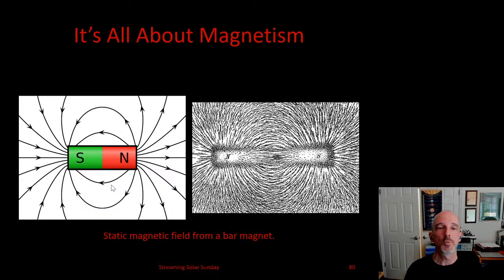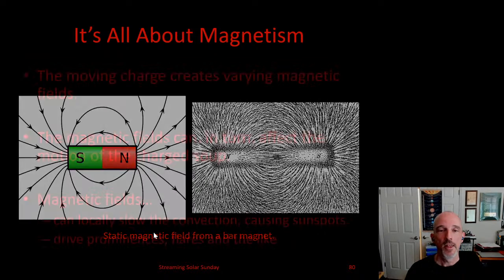Here are diagrams you may remember from high school. Here's a bar magnet, and you have magnetic field lines between the north and the south pole. You may have even done an experiment where you put a bar magnet underneath a piece of paper, and then you put iron filings on top of it, and you jiggle it, and you can see the iron filings aligning themselves to the magnetic field lines. You can do this experiment yourself. It's a visualization of the real magnetic field lines of a bar magnet. Now, a bar magnet is a static thing. The magnetic field is always the same.